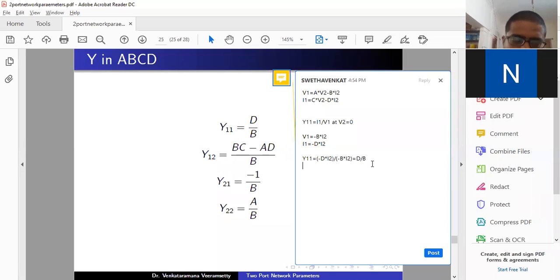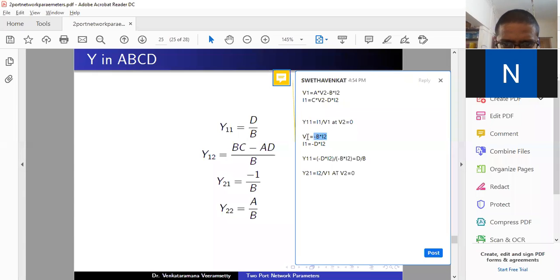Right. Similarly, I want to find Y21 now. As per the definition, Y21 equal to I2 divided by V1 at V2 equal to 0. Done. Now the same thing, at V2 equal to 0, when we keep V2 equal to 0 in both equations, we get these two equations. Now by using these two equations, we try to find the I2 by V1 ratio. I2 by V1 ratio we can find from this equation.